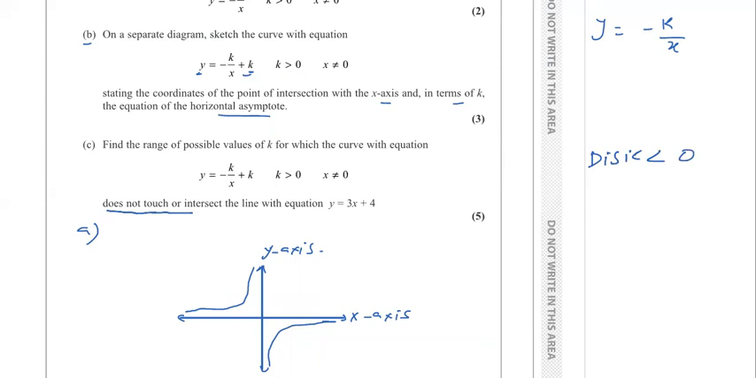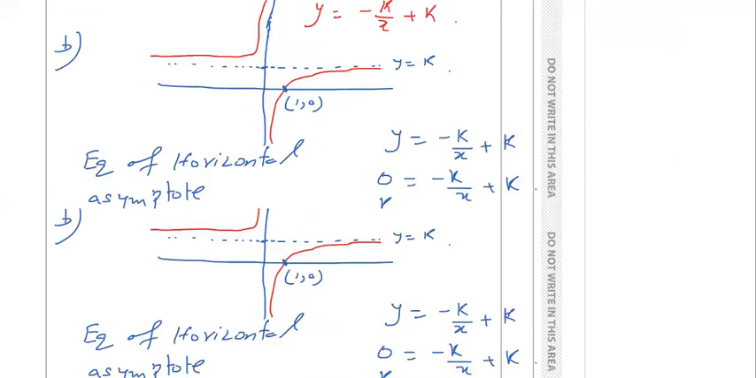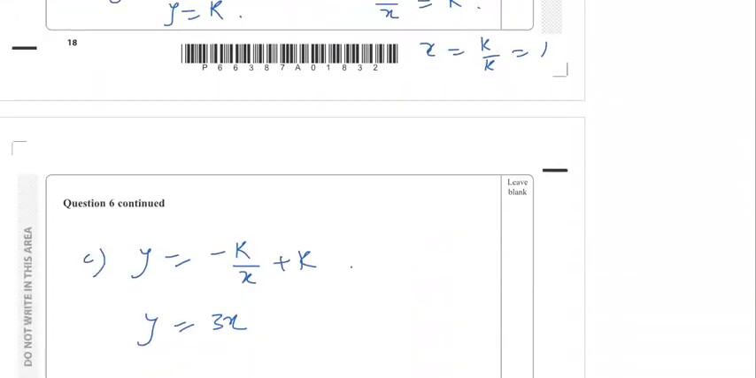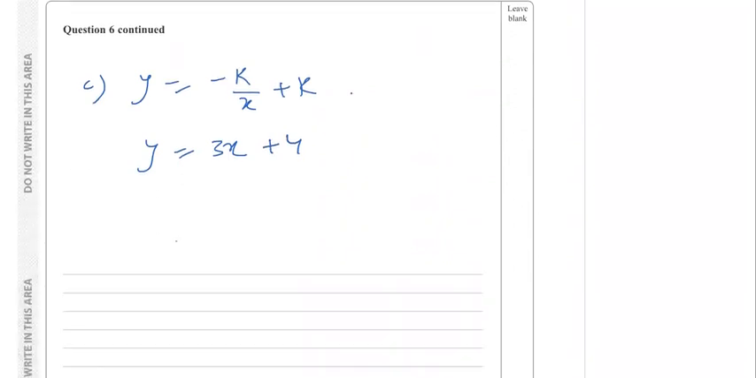So equating them, y is equal to minus k over x plus k and y is equal to 3x plus 4. If I equate them, we'll get 3x plus 4 equal to minus k over x plus k.